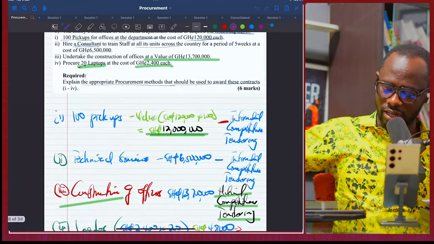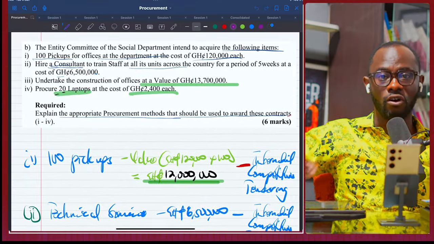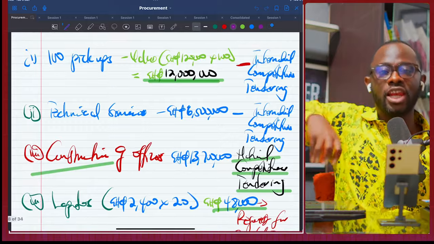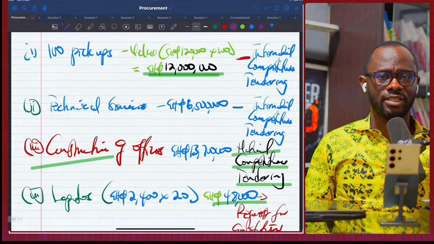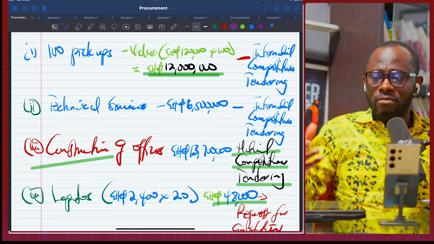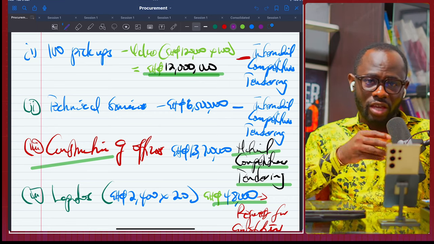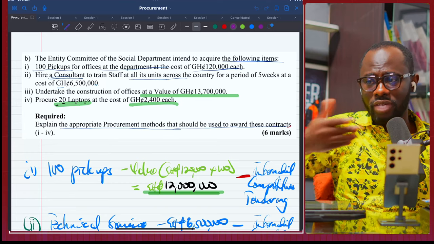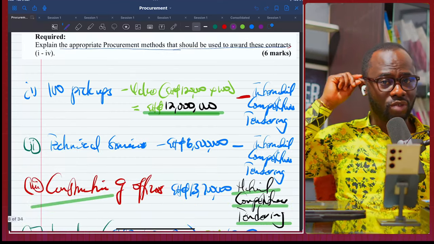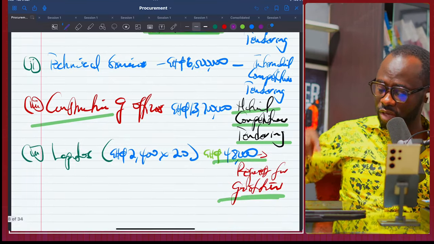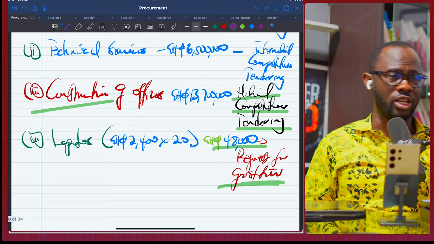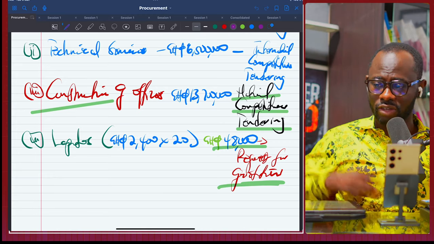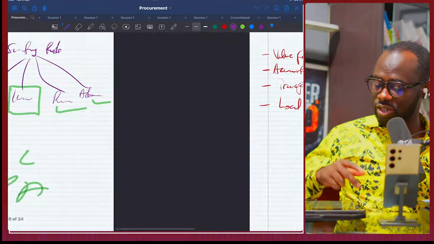And so this is a question that we discussed that the examiner has brought before. There are a number of things that the entity is seeking to procure. So based on the value, which procurement method can the entity use? Like I said, the examiner can come in from the theory part where we are explaining the methods, or can present us with a scenario like this and ask which method will be appropriate. In that case, we have to look at the value of the contract to determine whether the entity should use request for quotation, national competitive tendering, or international competitive tendering. We've discussed all of these things in that particular case.